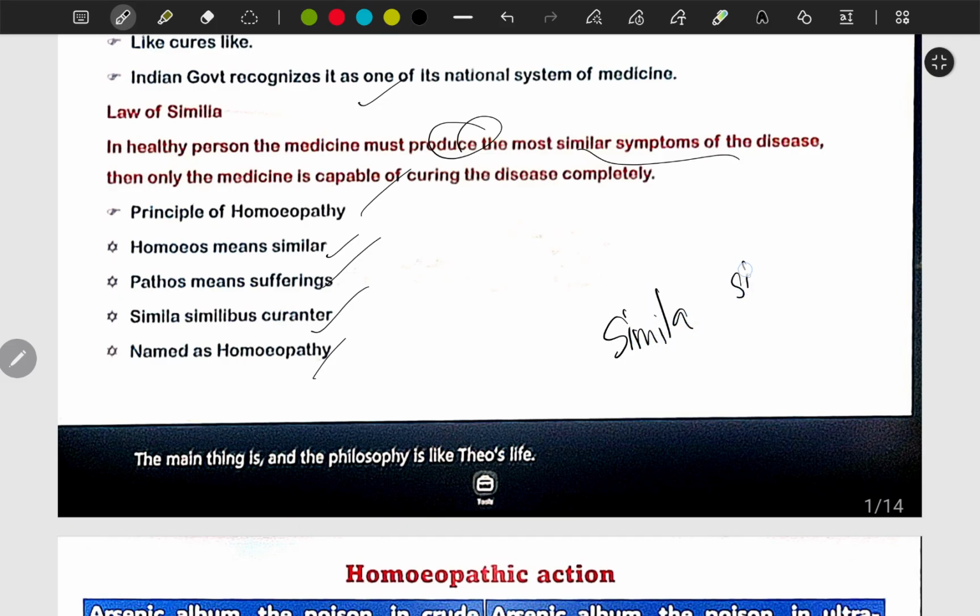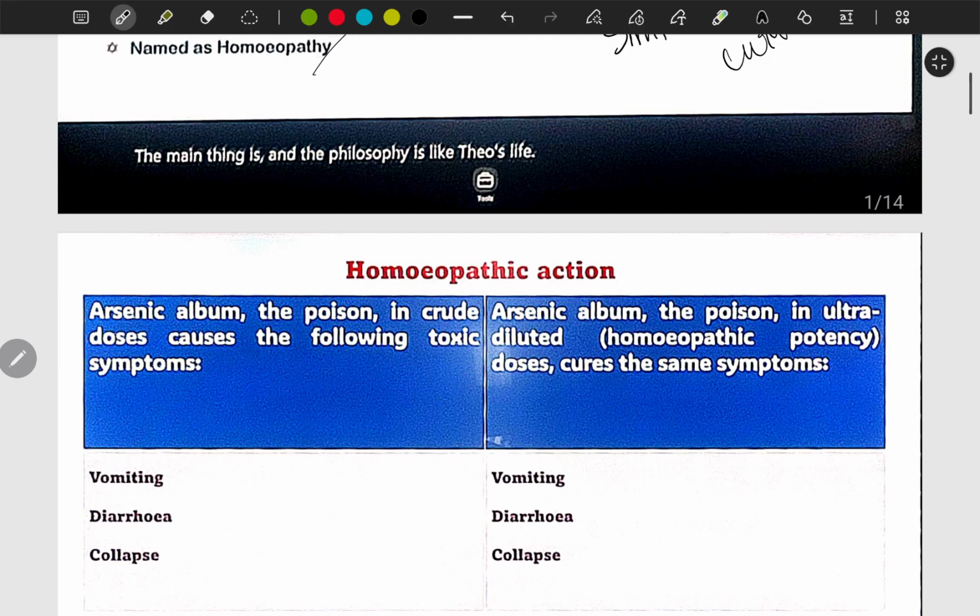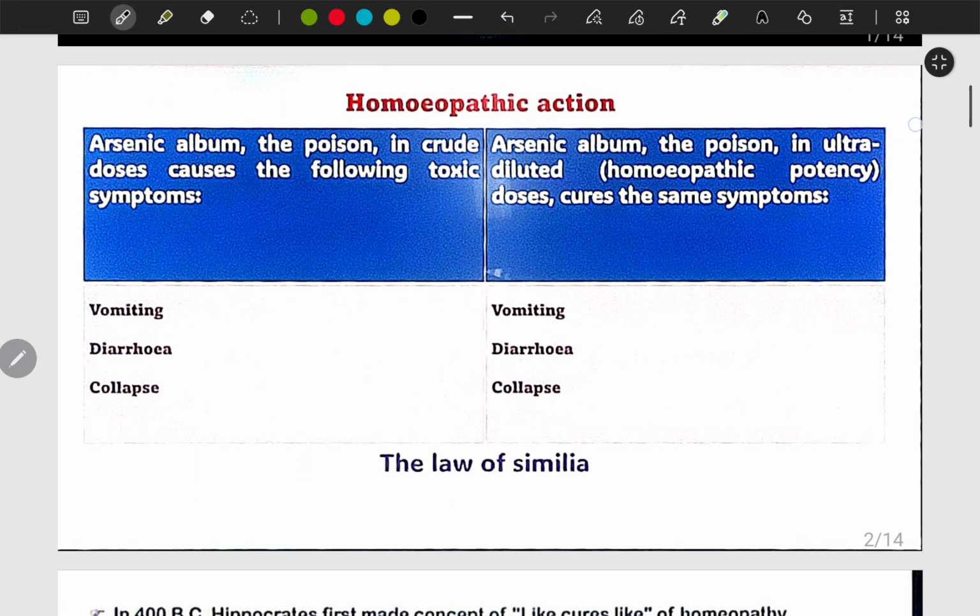Similia similibus curentur. Homeopathic action. Arsenic album: the poison in crude doses causes the following toxic symptoms. Arsenic album: the poison in ultra-diluted homeopathic potency doses causes the same symptoms.